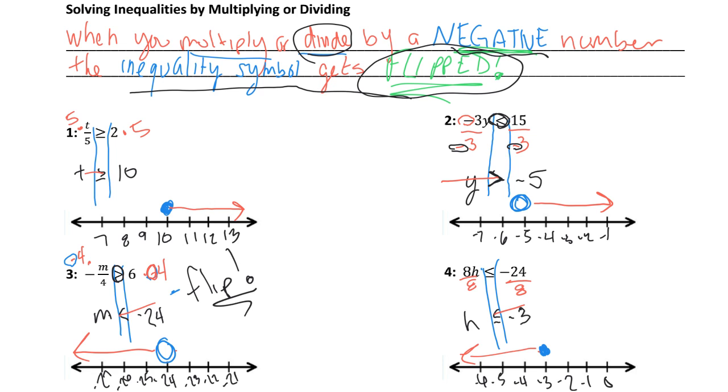Now number 4, maybe you thought you had to flip it because my answer is negative. But it doesn't matter if my answer is positive or negative. It matters if I multiplied or divided by a negative. I divided by a positive 8. So I don't flip my sign, okay? So it doesn't matter what your answer is. It matters what we do in the process, okay? So that's important.